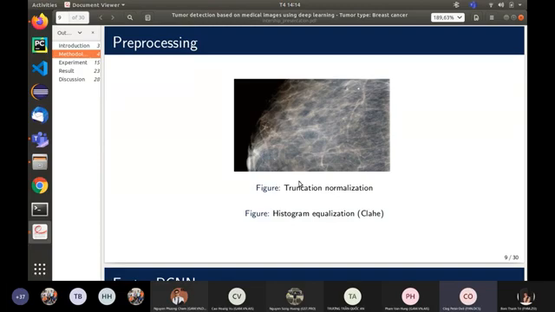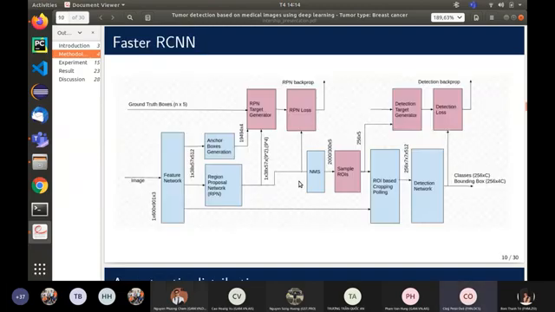And then I proceed with my work. I experimented with two architectures, Faster RCNN and YOLO. The first experimentation was with Faster RCNN. So let's try to understand what Faster RCNN does. This is the RCNN family.